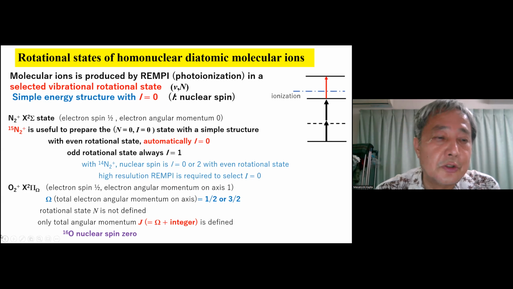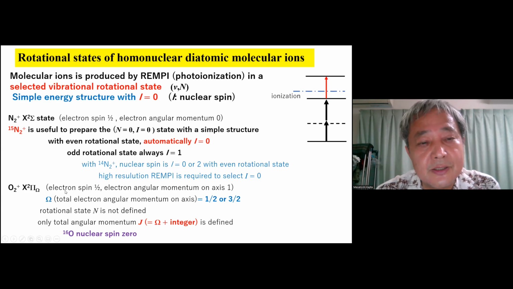I consider also the O2+ molecular ion because the 16O nuclear spin is 0. It is a merit, but there is another complication. Electron spin is 1/2, and electron angular momentum on the axis is 1. This Omega is the total electron angular momentum, the sum of spin and orbital angular momentum, which is 1/2 or 3/2. So with this excited electronic state, the rotational state N is not defined. Only the total angular momentum is defined.